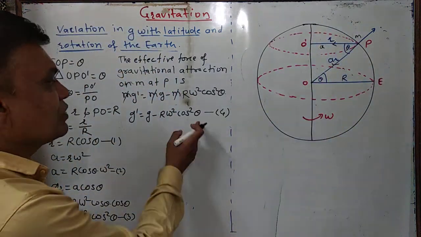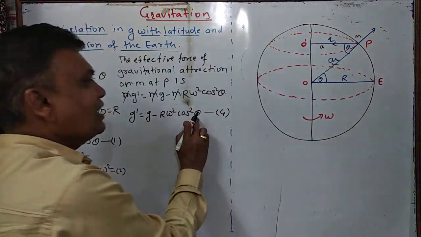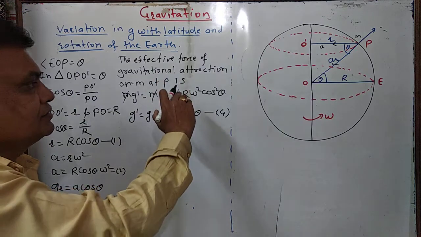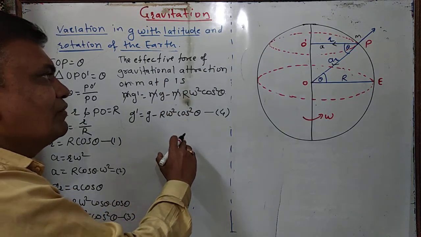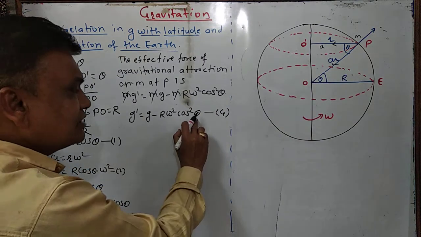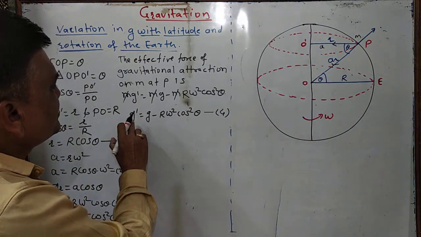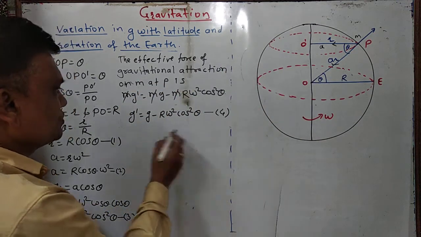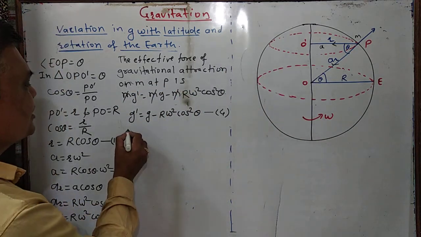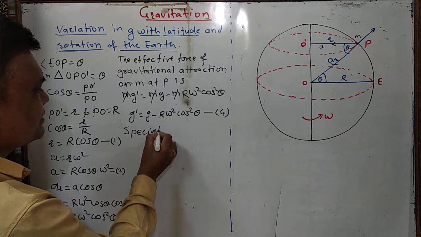Why does it increase? Because as we go from equator to pole, theta goes on increasing, therefore cos theta decreases, and therefore g dash will increase. So we see two special cases.